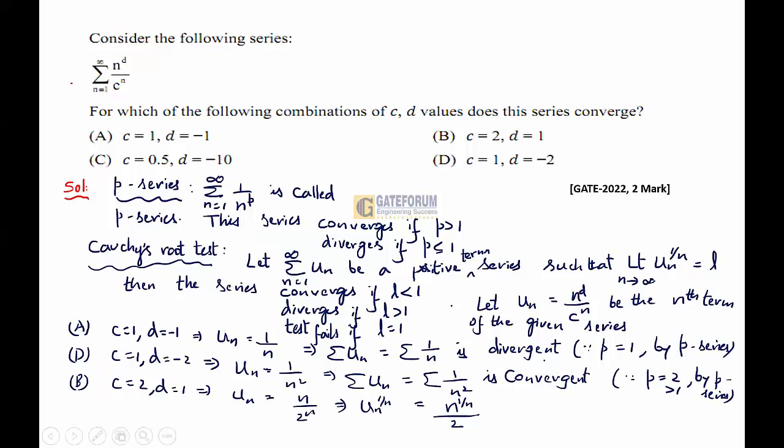Okay. Now find the limit n tends to infinity un to the power 1 by n, which is nothing but 1 by 2. 2 is a constant, take it out. Limit n tends to infinity n to the power 1 by n. We know that limit n tends to infinity n to the power 1 by n is 1. So 1 by 2 into 1 is equal to 1 by 2. Okay. So therefore, by the root test, this value half is less than 1.